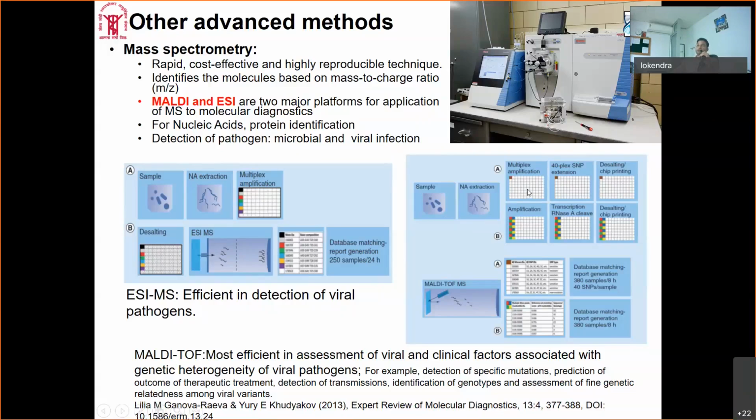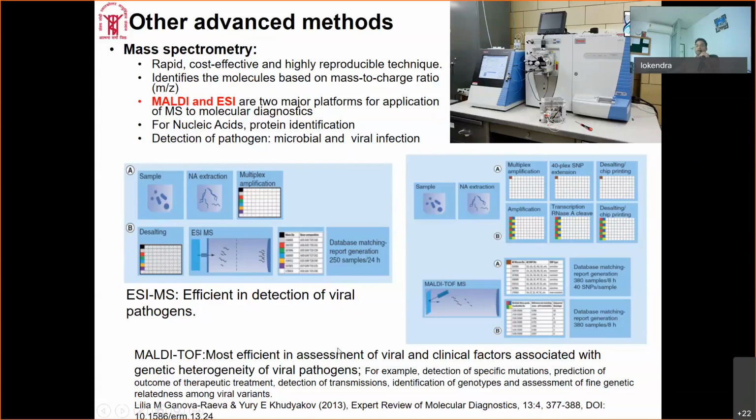Multiplex amplification, SNP extension, and then desalting. In the other case, you prepare cDNA and then amplify it, and the remaining product is desalted, which basically means purification. After purification, each individual fragment is passed through the mass spectrometry system, in which they are separated based on the mass to charge ratio.